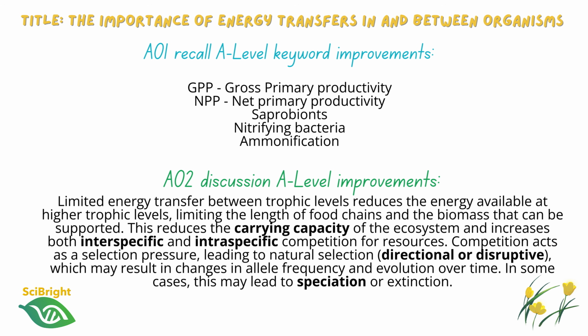So let's look at the AO2 wider discussion and how we could improve it. Maybe we could link the limited amount of biomass which can exist at trophic levels to intraspecific and interspecific competition and carrying capacity. Competition can lead to evolution, speciation, succession, and biodiversity changes.